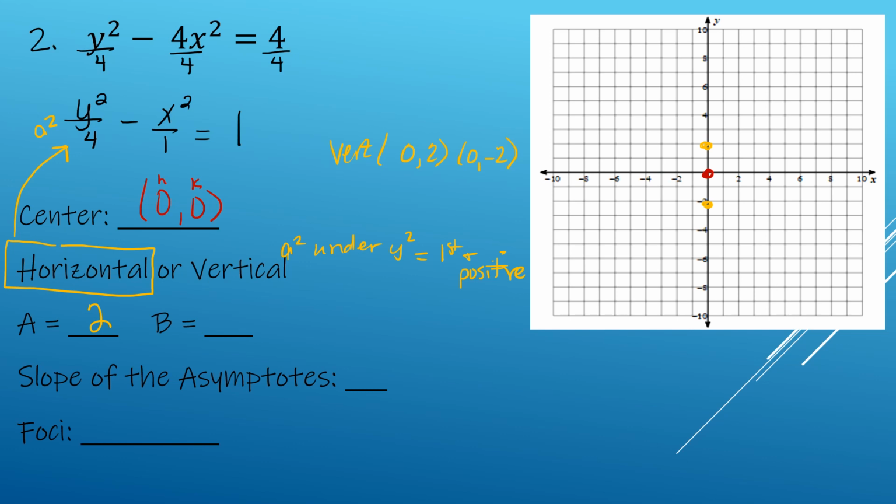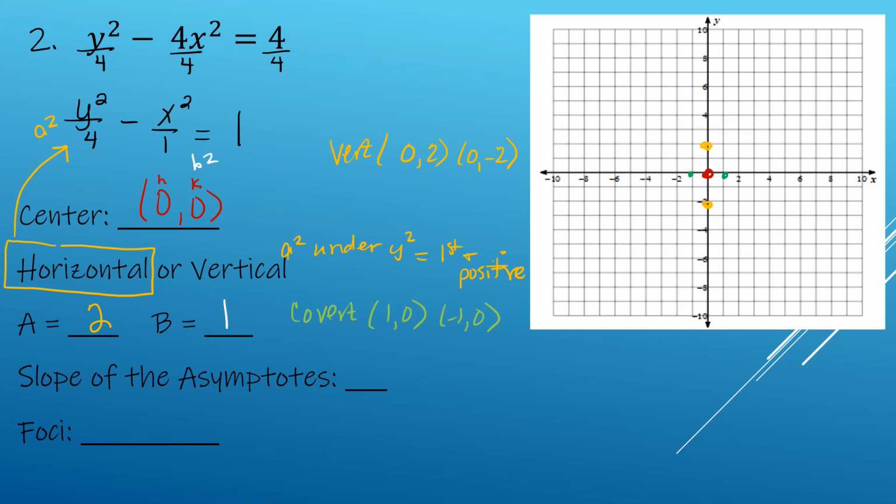I'll then do the same with our b value. In this case, our b value, let's see, b squared is 1. So that means b is 1. So I'm just going to travel to the right one and to the left one of our center in order to get our covertices. So the covertices are at the point 1, 0 and negative 1, 0.